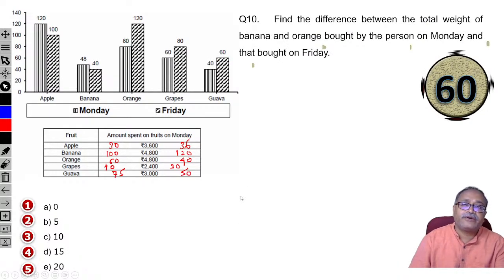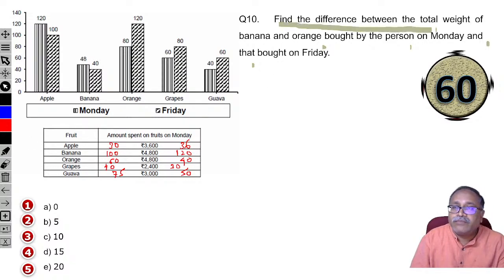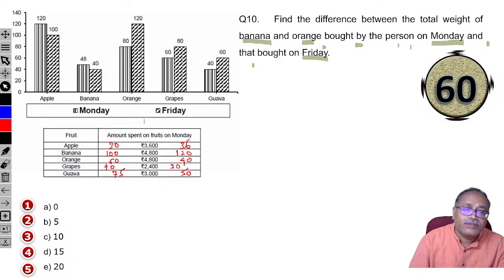Now question number 10. So coolly we will study, no hurry to answer the question. Find the difference between the total weight of banana and orange bought by the person on Monday to that of Friday. So as we have already worked out, banana and orange, here it's banana 100 and the orange 160, Monday and this is Friday.